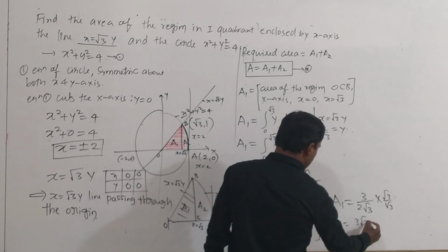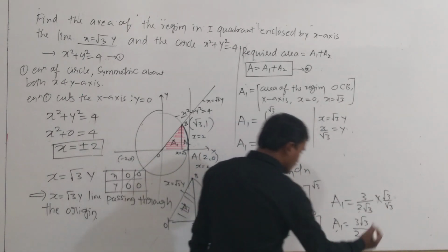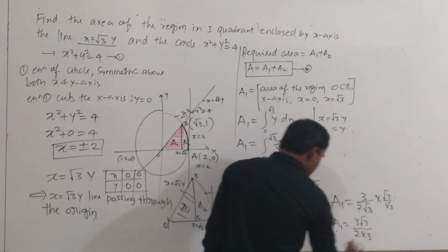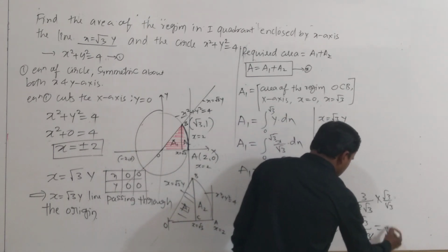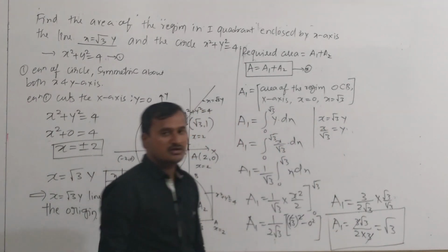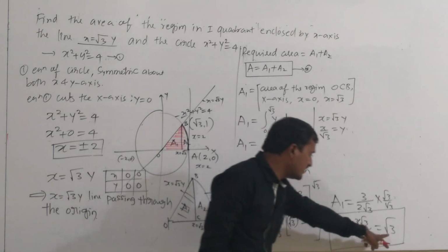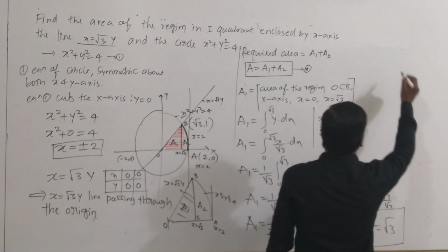So 3 root 3 divided by 2 into root 3 into root 3 means root 3 whole square, hence it becomes 3 only. So here this 3 and 3 will get cancelled. What is the answer? That is root 3. Now you got a1. What is the value of a1? a1 is root 3.